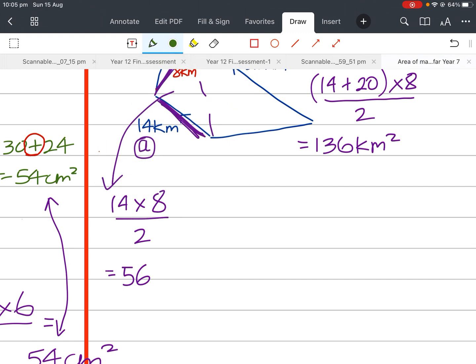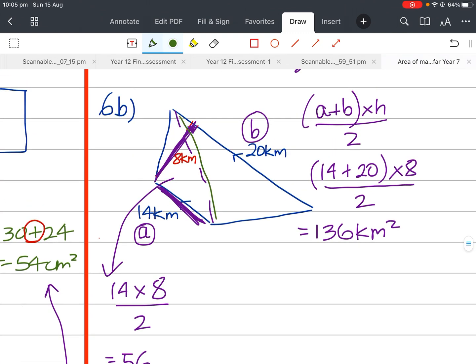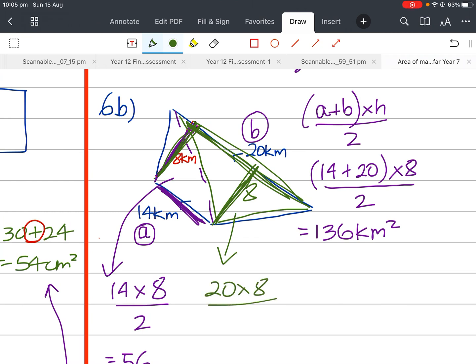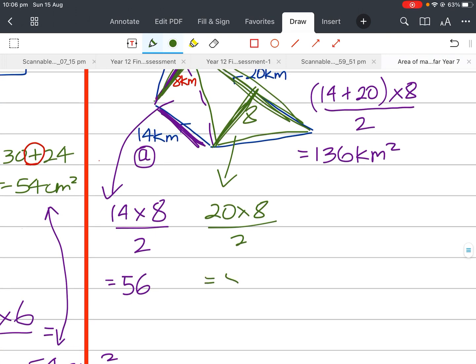Alright, different colour pen. Let's try a green. Now let's do this triangle here. Here's my base. It's 20. Here's my height, because if I moved that and put it here, that would be the height of that triangle, wouldn't it? So this one here is 20 times 8 over 2. 20 times 8 equals, divided by 2 equals, I get 80. Now to find my final answer, I have to add those two together. 80 plus 56 gives me 136.